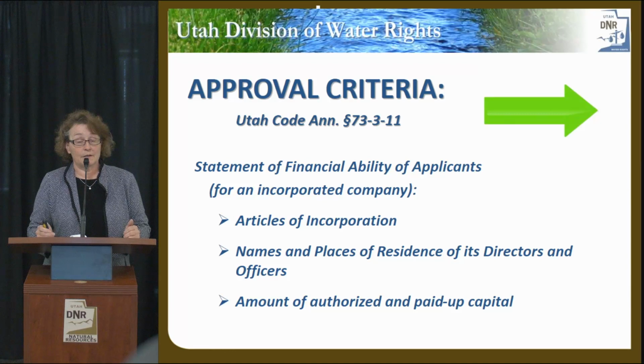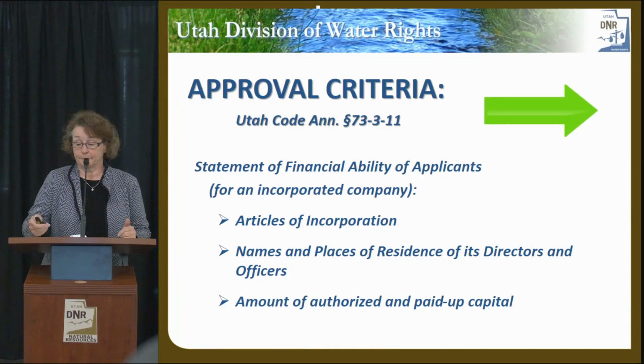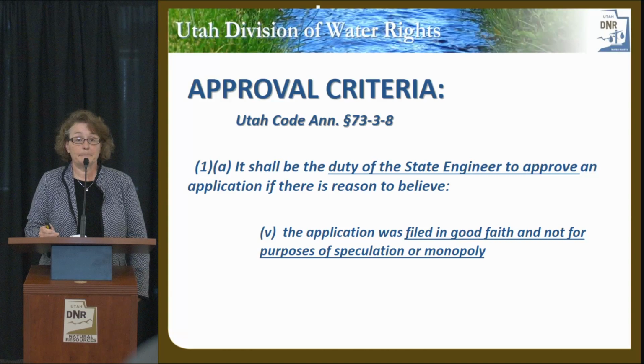Here, within section of code 73-3-11, here are some suggestions of the financial ability. Maybe you provide the articles of incorporation, names and places of the board of directors, capital, what is committed to that. So just a little bit of an example there.